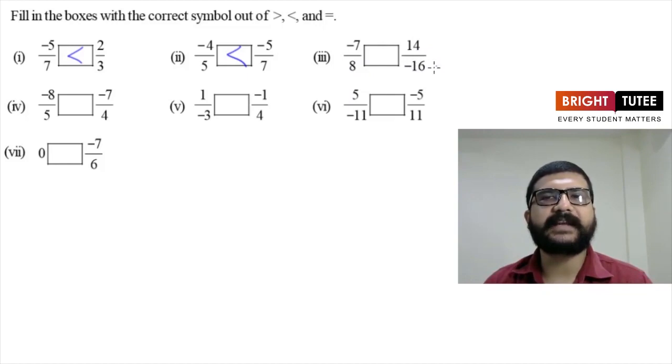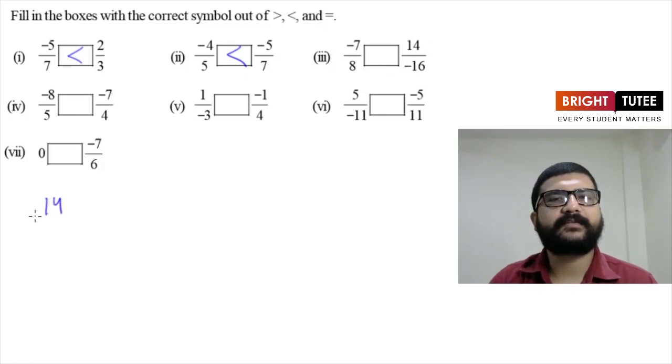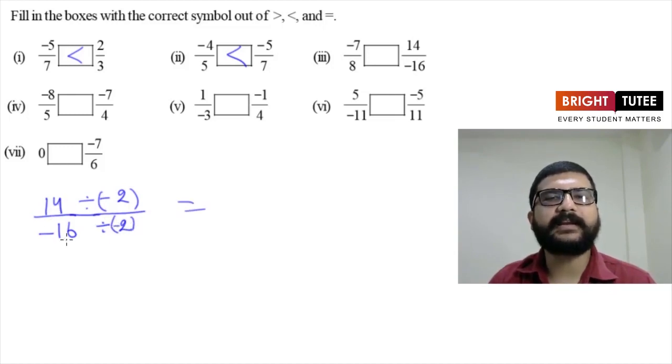So let's do one thing. Let's find the standard form. The second number is 14 upon minus 16. So what can we do? We can divide them with minus 2 upon minus 2. So what we did here, we divided numerator and denominator with minus 2. Now 14 divided by minus 2 is minus 7. Minus 16 divided by minus 2 is 8. So now the second number is also minus 7 upon 8, which is the same as the first number. So it means these two numbers are equal.